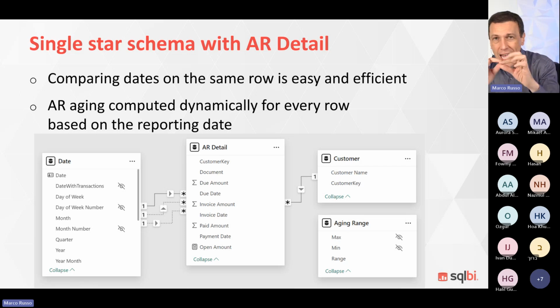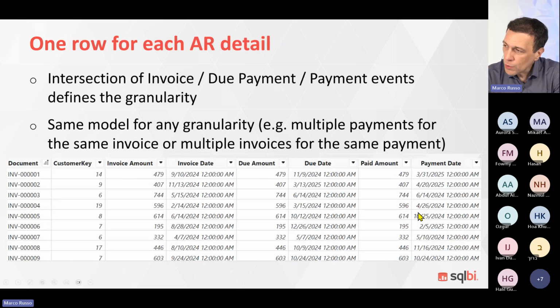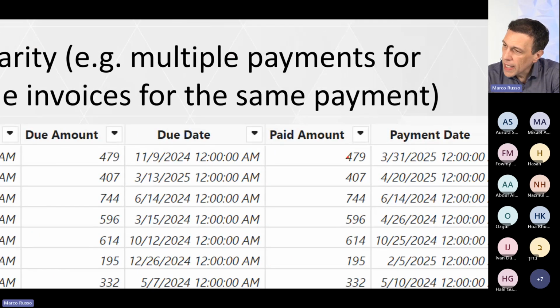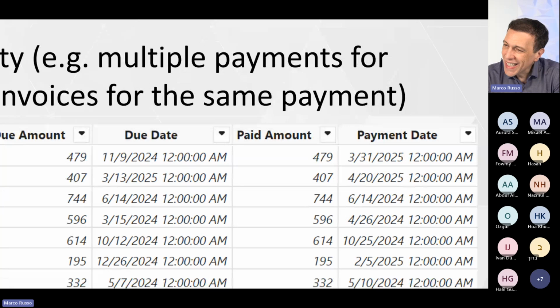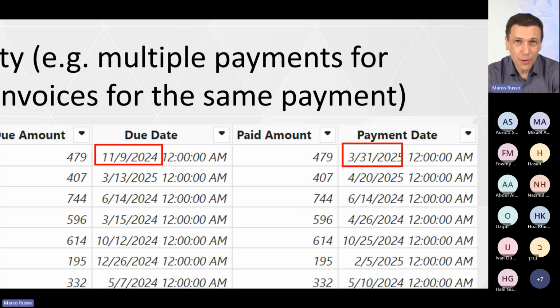Think about this. Going back one slide, every row could have, let's say, a delay computed. For example, look at this. Due date, September, payment date, March the following year. Or there are more than 4 months of delay. So we could compute that this payment was more than 4 months late.